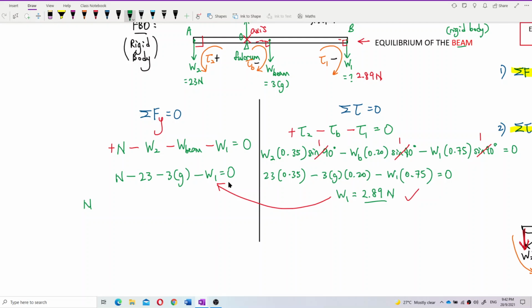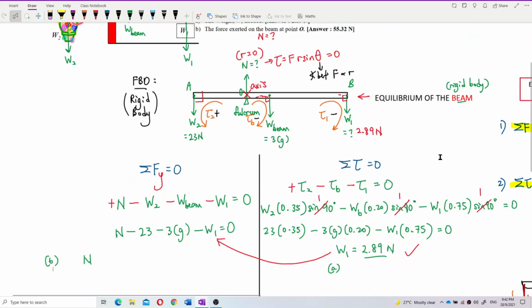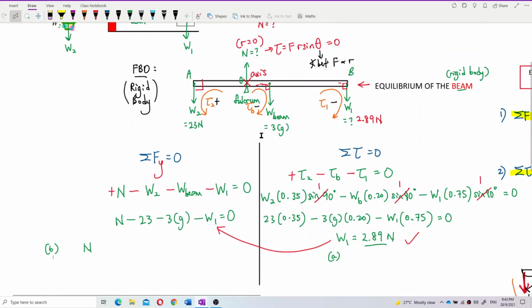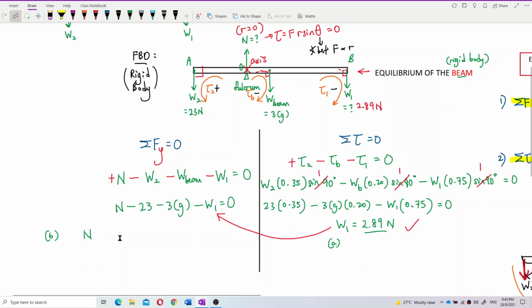So the normal force. Okay, this is for question A. So this is for question B. Question A done, question B on the way. Minus 23. All right, let's continue. Minus 3 times gravity minus 2.89 equal to 0.